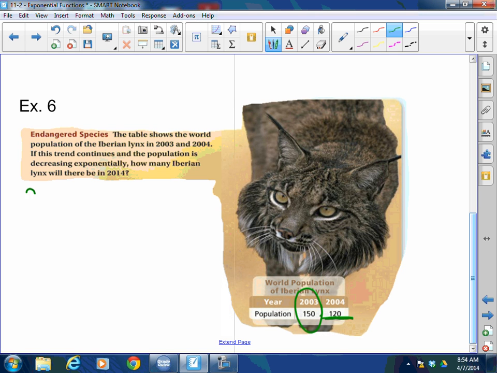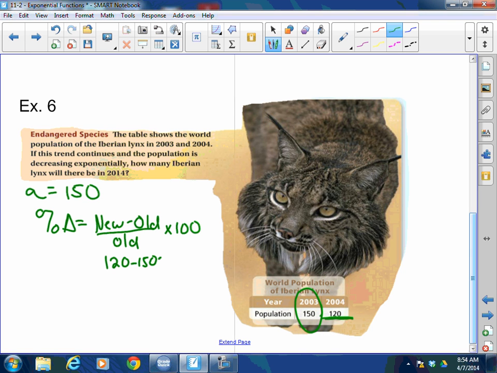So my original amount, my A, is 150. Now, how do I find the percent change here? Remember the percent change formula, my friends. Percent change equals new minus old divided by old times 100. So my new value is 120 minus 150 over 150, which gives me negative 30 over 150. So that gives me negative 1/5.